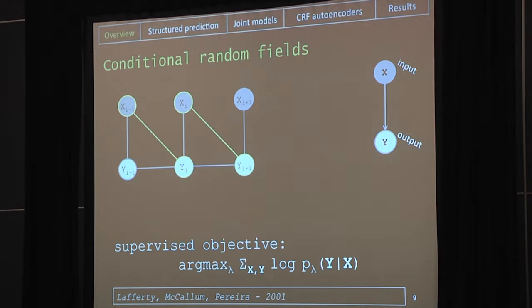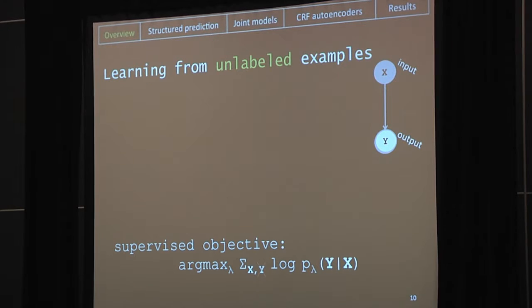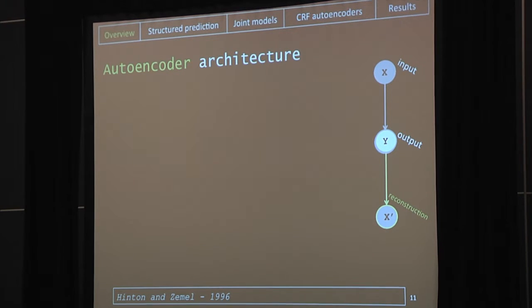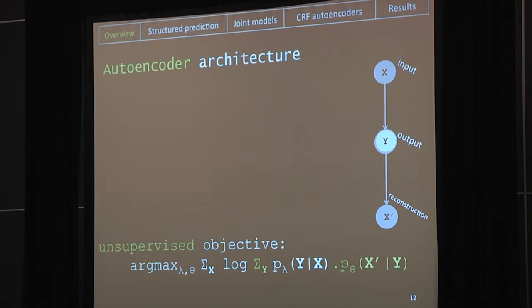So this all works well when we only want to train with labeled examples. But when we want to learn from unlabeled examples, we don't observe y in training, so this supervised objective is no longer feasible. Perhaps we can use the autoencoder architecture to ground the output y to reconstruct the input again, which here I will call x prime. So we came up with this new objective, which looks like the CRF objective, except now we're marginalizing out the y's and multiplying in the probability of reconstructing x prime conditional on y.